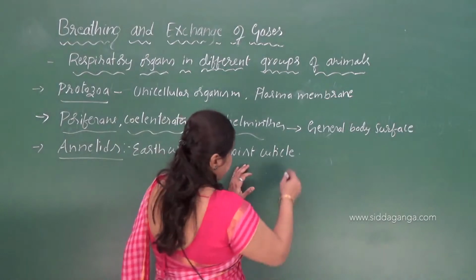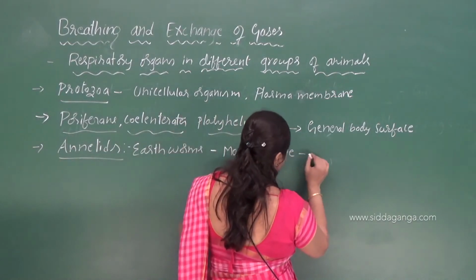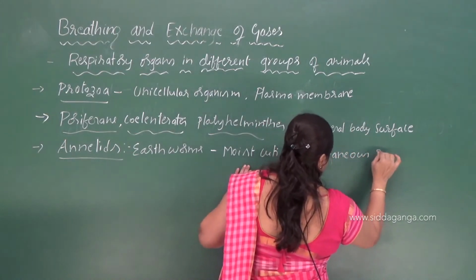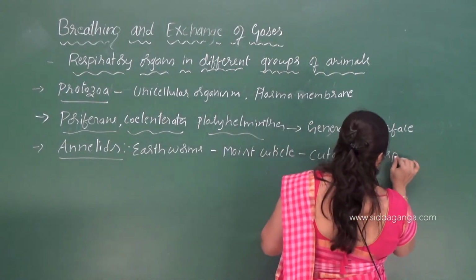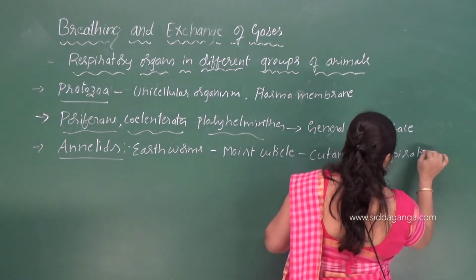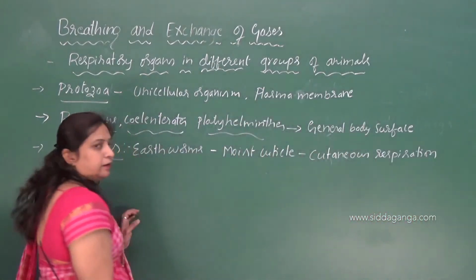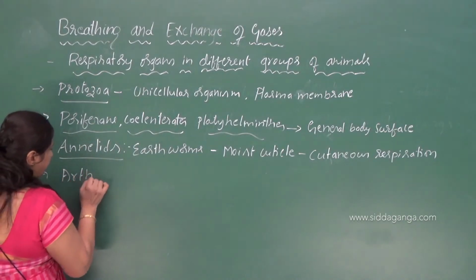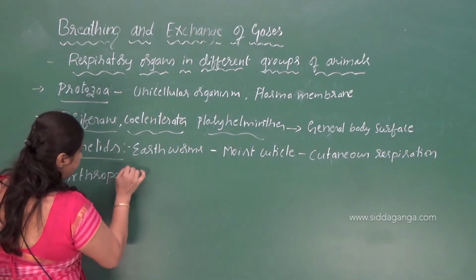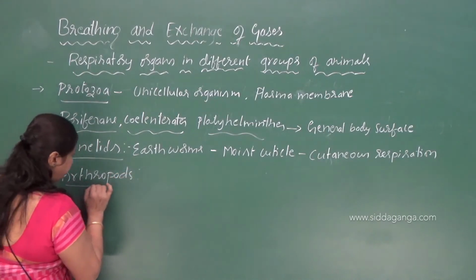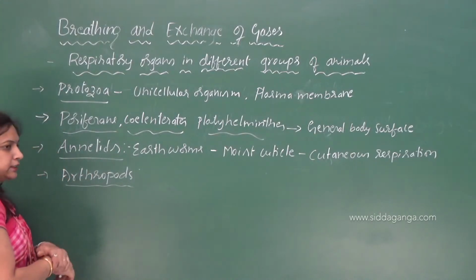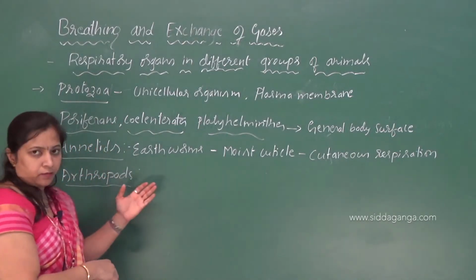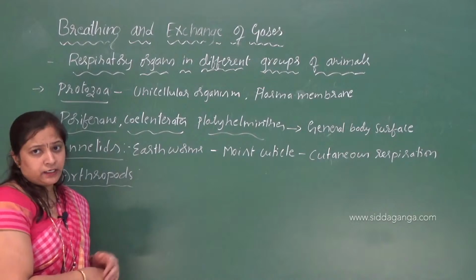And the type of respiration? Here the respiration occurs through the cuticle, so it is called cutaneous respiration. If respiration occurs through the skin, it is called cutaneous respiration. Okay, and when it comes to arthropods, you know about arthropods, right? Arthropoda is one of the largest phyla among the animal kingdom. It includes animals like insects, scorpion, tick, mite, prawns, crabs. All these animals come under arthropoda and they live in a wide variety of habitats.